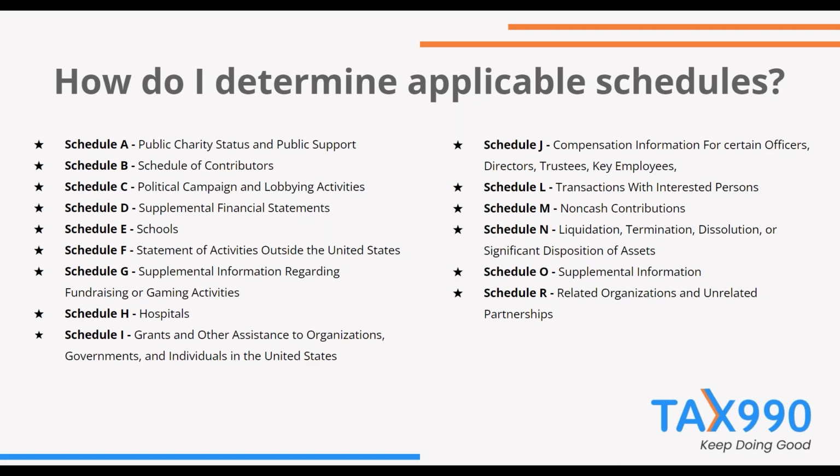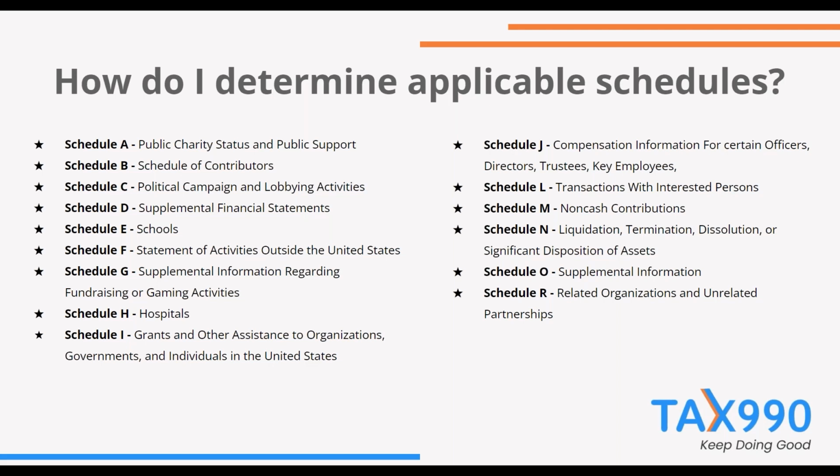Schedule E is for organizations wanting to provide information on private schools. Schedule F is used to provide information on activities conducted outside of the United States by the organization at any time during the tax year. Schedule G is for organizations that need to provide information on fundraising services, fundraising events, and gaming activities. Schedule H is used to provide information on the activities, policies, and community benefit provided by the hospital facility and healthcare facility.